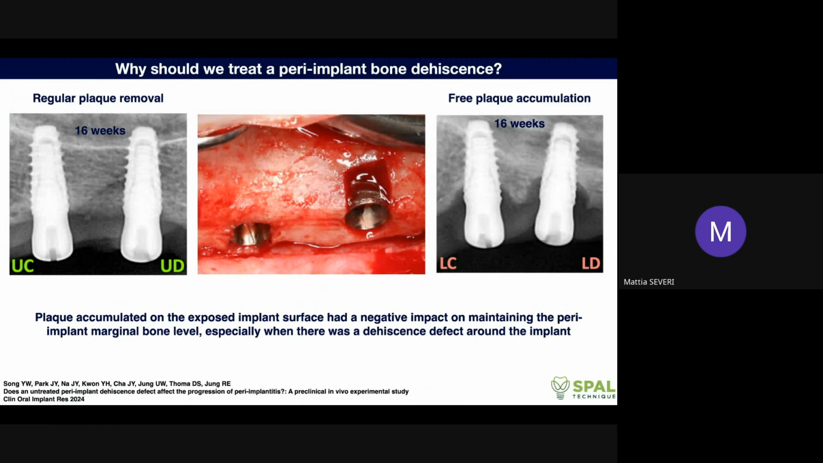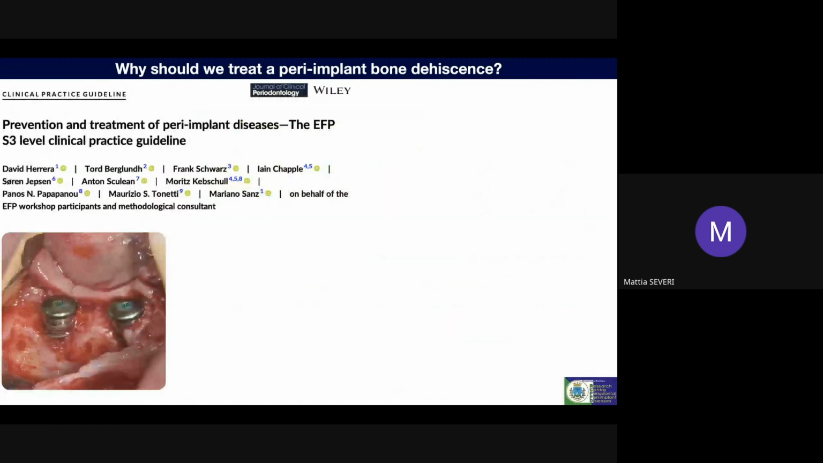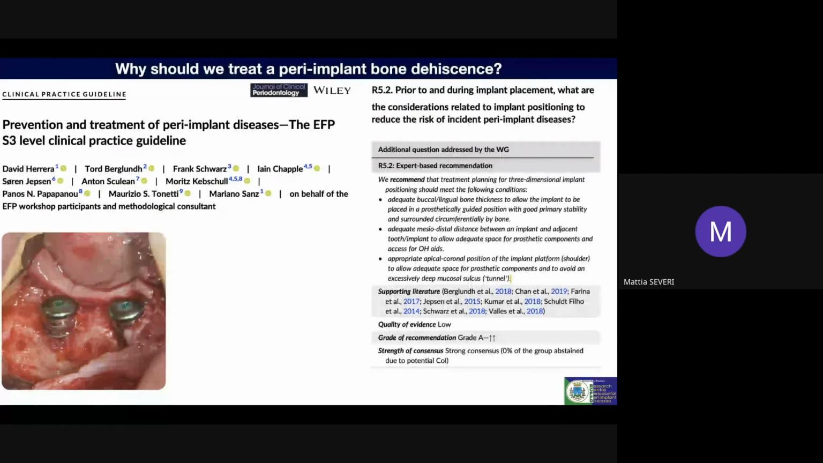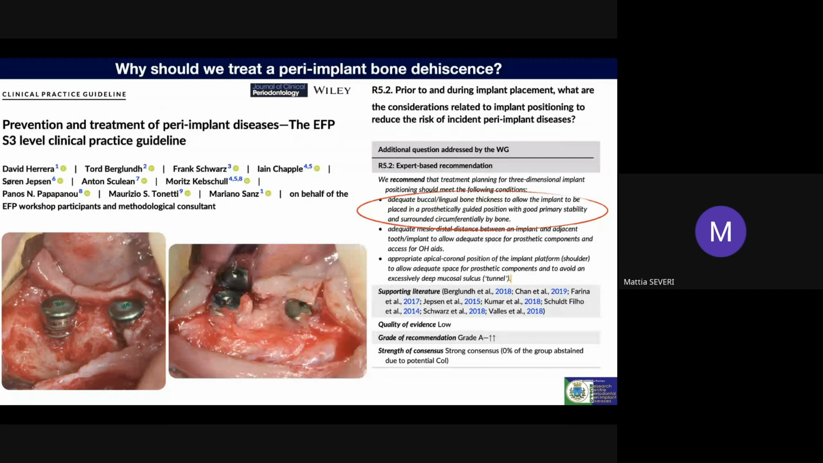All this information is gathered in these clinical guidelines that were published recently, which state that we have to do whatever it takes to ensure adequate thickness of the peri-implant bone at the time of implant placement in order to allow the peri-implant tissue to remain in a healthy condition over time. In other words, we have to move from this condition where peri-implant bone dehiscences are observed to this condition where, at uncovering, peri-implant bone dehiscences are completely corrected.